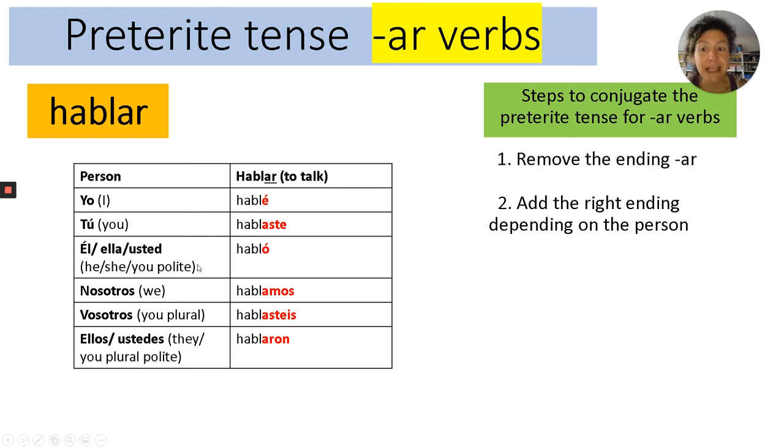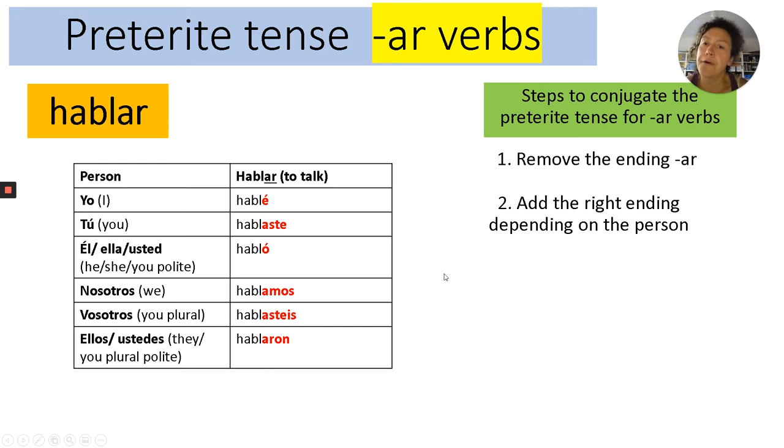If it's you, I'm going to add aste. If it's he, she, or you polite, I'm going to add an ó with the accent. If it's the we form, I'm going to add amos. If it's the you plural, I'm going to add asteis. And for they, I'm going to add aron. Okay, so it's quite a few of them. So repeat after me: é, aste, ó, amos, asteis, aron.